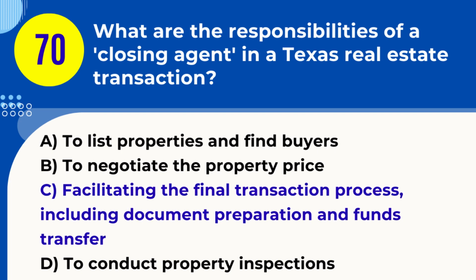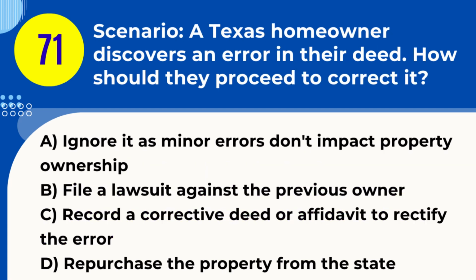Answer: C. Facilitating the final transaction process, including document preparation and funds transfer. Explanation: In Texas real estate transactions, a closing agent, which could be an attorney, a title company, or an escrow agent, is responsible for facilitating the closing process. This includes preparing necessary documents, ensuring all terms of the contract are met, and overseeing the transfer of funds and property title.